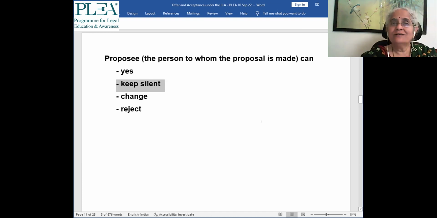Now I'll speak a little bit about this, that the proposee can keep silence. Can the proposer give a proposal which says, Mr. X, if you don't inform me anything, then I will consider it as accepted? In contract law language, we say, can it be indicated that silence will amount to acceptance? And the answer is no. The proposee is entitled not to state anything. So he may keep silent, and if he does, there is no contract.